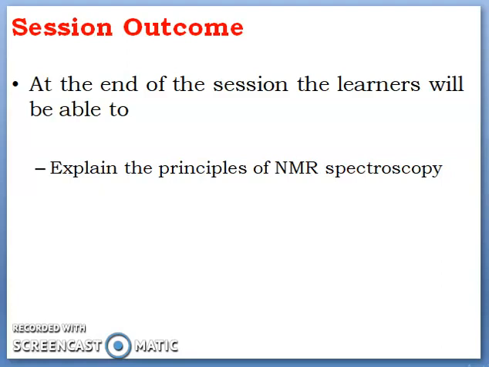Before going to the principle of NMR spectroscopy, let us rewind modules 1, 2 and 3. In module 1, we have learnt the electromagnetic radiation and its types, and the study of electromagnetic radiation interaction with matter is called spectroscopy. In module 2, we have learned the different types of spectroscopic techniques, namely atomic spectroscopy, molecular spectroscopy, absorption spectroscopy, and emission spectroscopy.